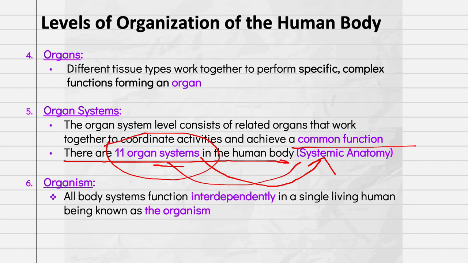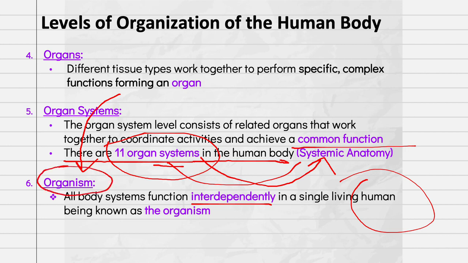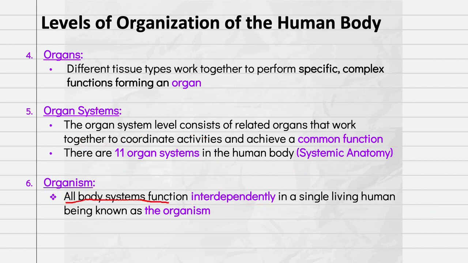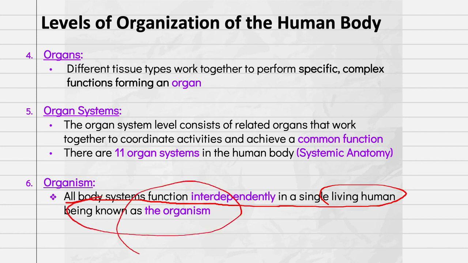Finally, all the 11 organ systems in the human body join together to keep the organism alive. They work together interdependently, meaning depending on each other, to make sure the human body is able to survive the environment. So they work together for the survival of the organism, and this is the organism level, where all body systems function interdependently in a single living human being known as the organism.